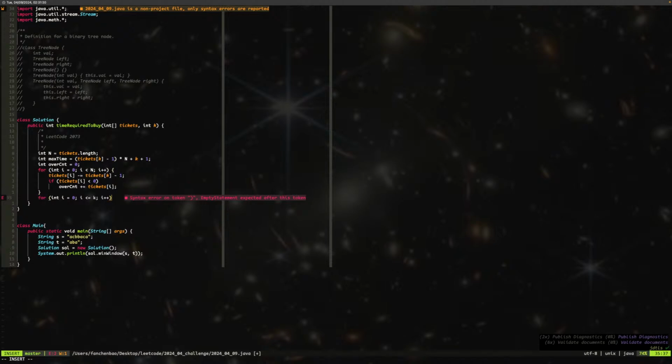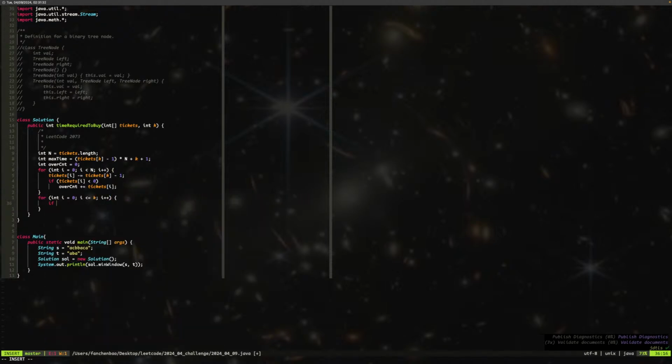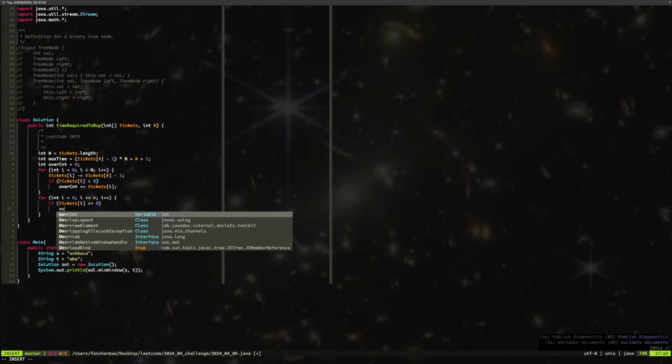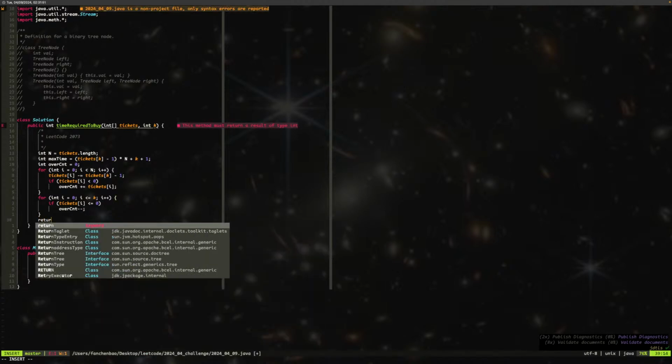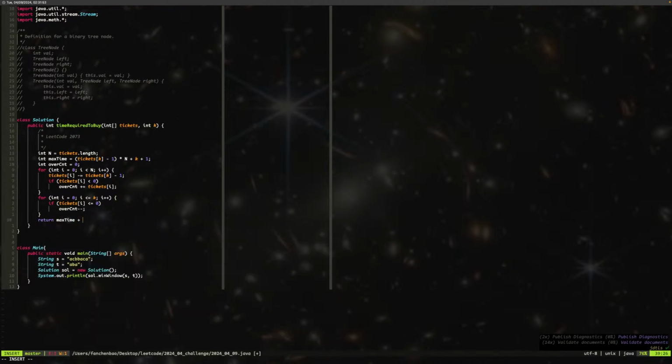and then we go through this one more time. Then we say if tickets i is, because I'm minus 1, right, if it's smaller or equal to 0, then overcount plus. Actually, no, because it's negative, it should actually be minus. And at the end, we shall return max time plus overcount.